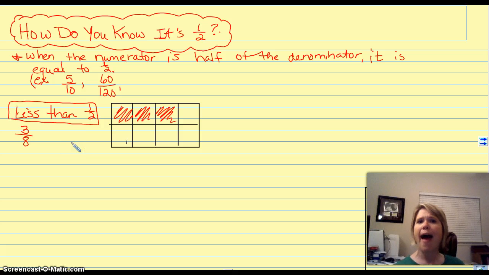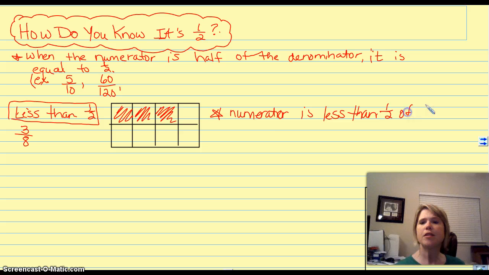Well, if I know that my halfway benchmark, that's what I'm going to call it, is 4 8s, what would 3 8s be? And hopefully you're out there saying, oh, well, Mrs. Anglade, that would be half of it, right? So let's say this. We know that it's less than 1/2 if the numerator is less than half of the denominator. Okay? So let's give some examples.